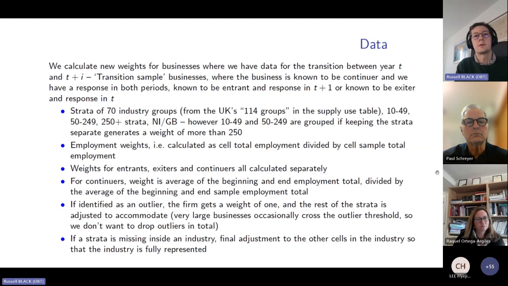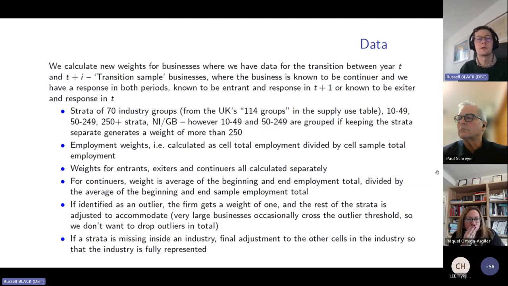But rather than weight up to the total population of businesses, we're going to weight up to the total population of businesses for a transition between 1 year and the next. So we're going to separate out all the businesses between, are you a continuer, are you an entrant or an exiter? And then we're going to take all of the data that we have in our sample of exiters, and we're going to reweight them so that they're representative of all of the exiters. And we're going to take all of our companies that we can find in our sample that are entrants, and we're going to give them new weights so that the companies in our sample that are entrants are representative of the population of entrants.